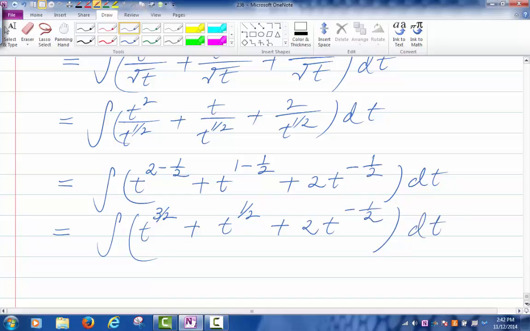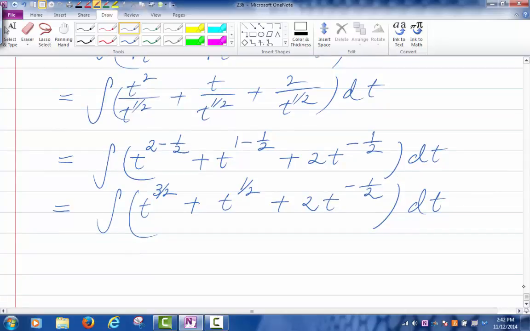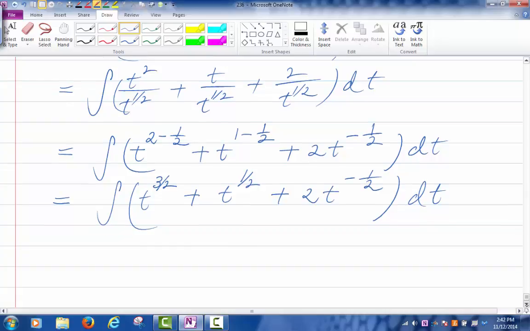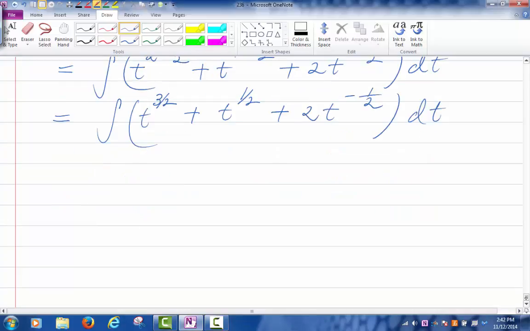So in this case, I'm not going to write the integral of the first one plus the integral of the second one plus the integral of the third term. I'm just going to find the integral of each term and write it out instead of writing one more step. So what's the integral of t to the 3 half? Okay, 1 over 3 half plus 1 t to the 3 half plus 1.